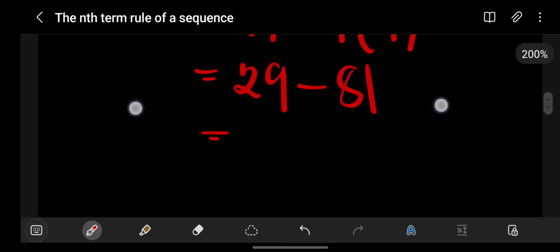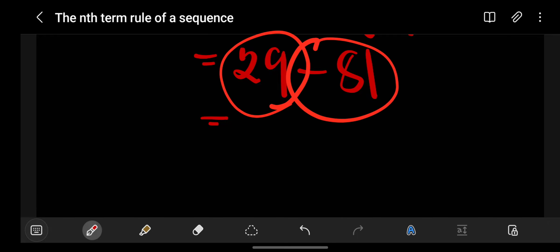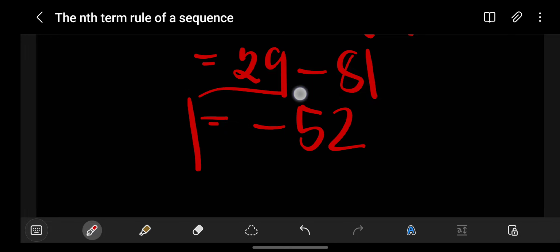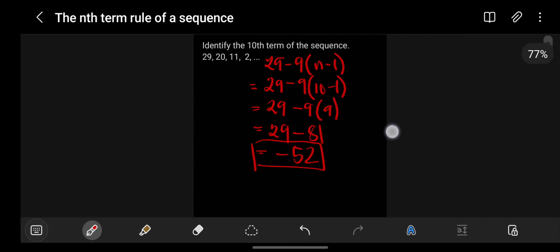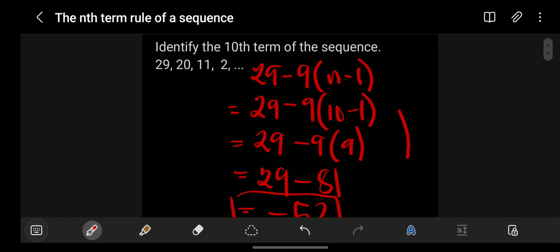Therefore, we answer 29 minus 81. Remembering the operations of integers for subtraction, this one is separated and this one is separated. That means 29 minus 81 is debt and money. If you have 29 pesos and you have a debt of 81, the result is still debt, but less debt already. So negative 52 is your answer in this sequence. I hope that is clear.